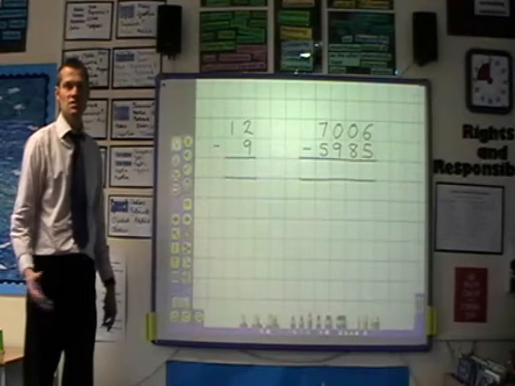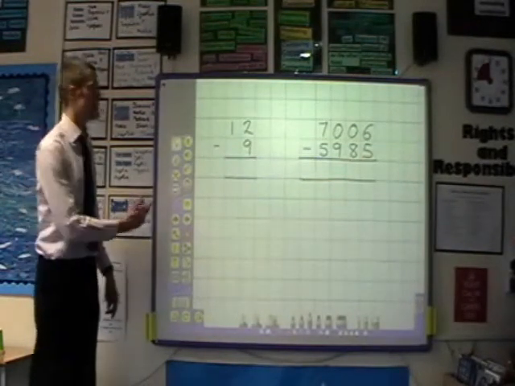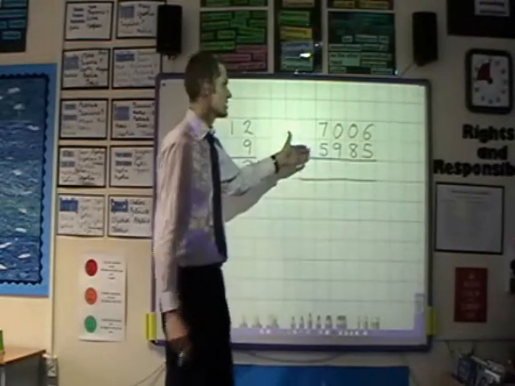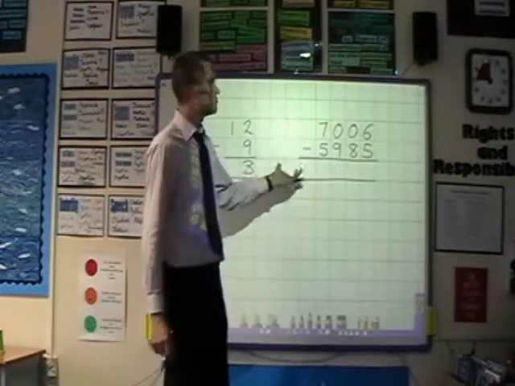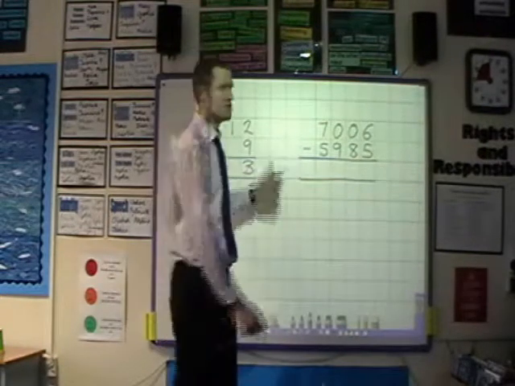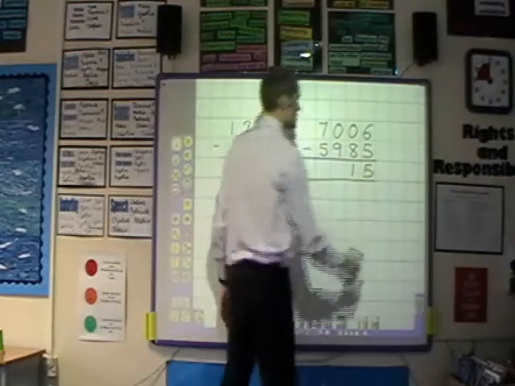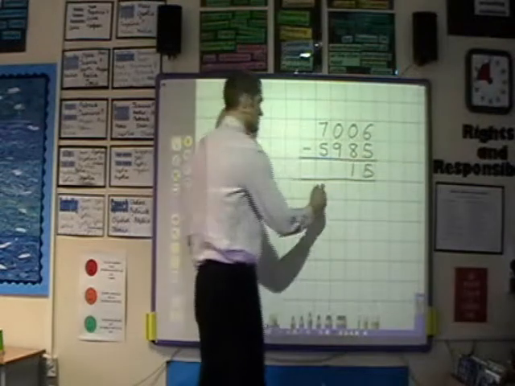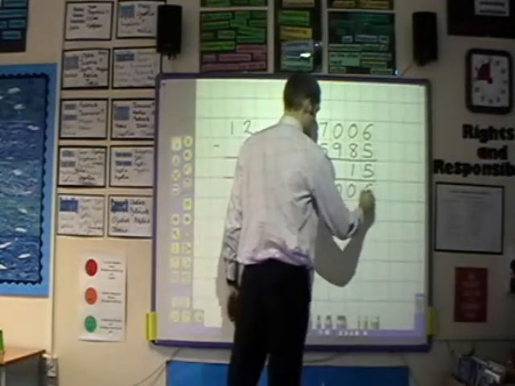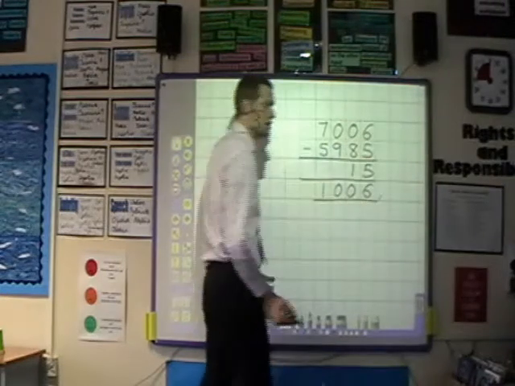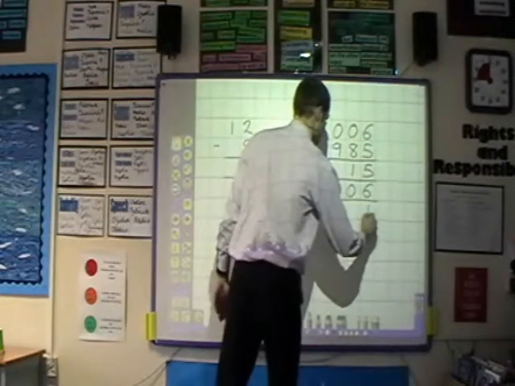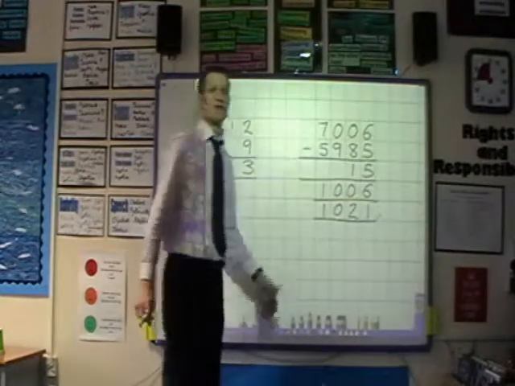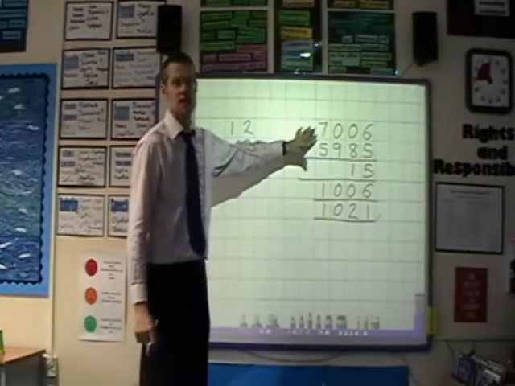Clearly it's more sensible to simply count on in your head from 9 to 12, which is 3. And in this example, from 5,985 up to 6,000, which is 15, and then from 6,000 to 7,006, which is 1,006. Add the two together, although of course the children would be expected to do that in their head and not write anything.